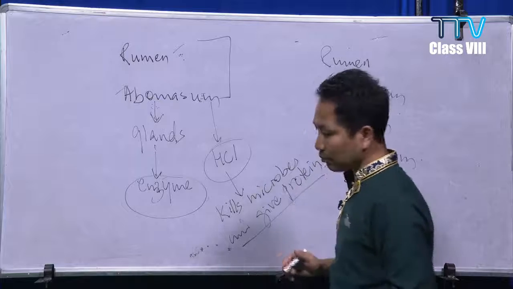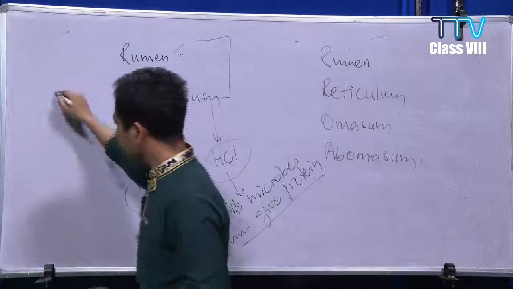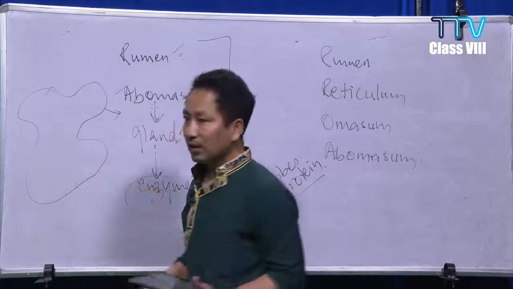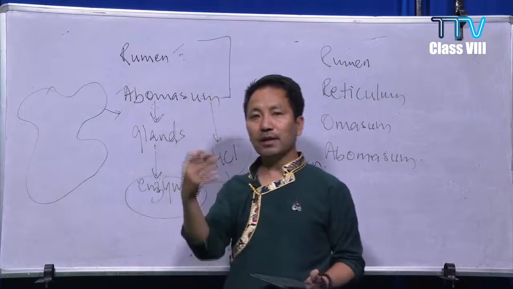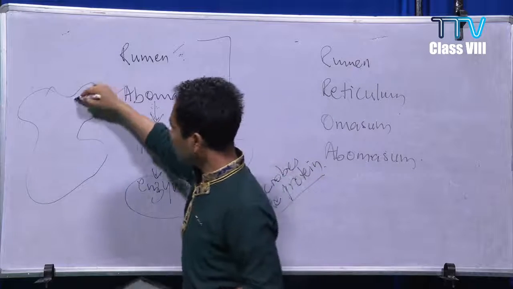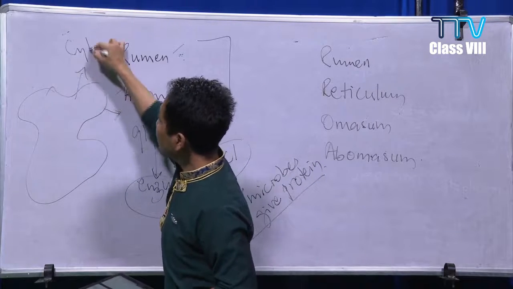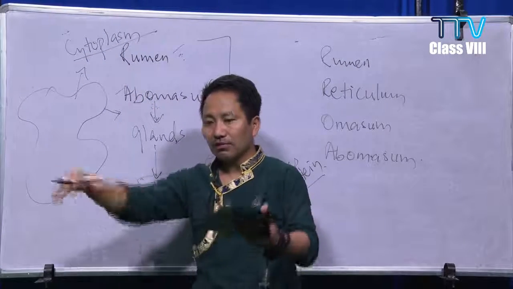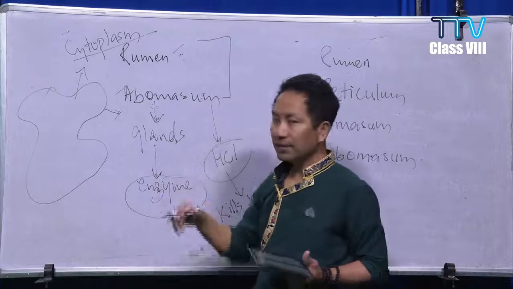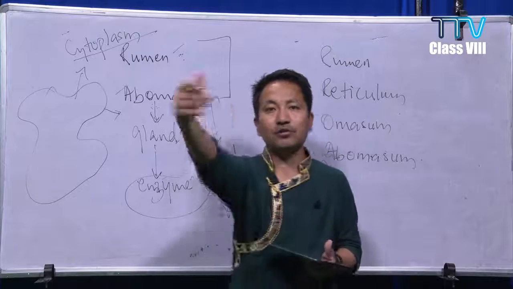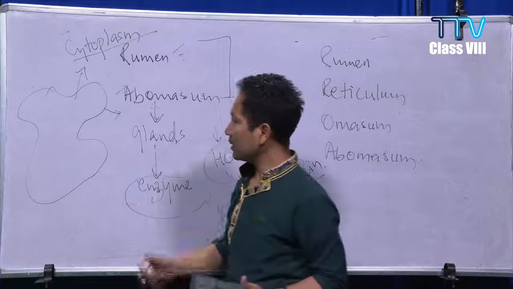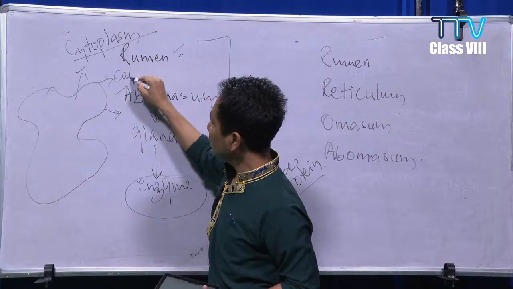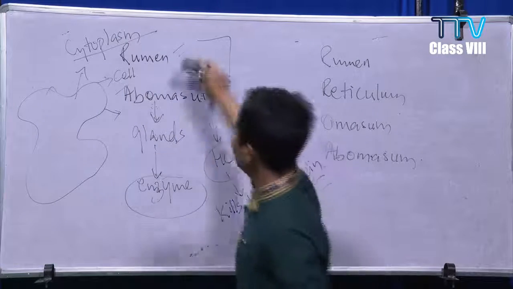Pseudopodia is found in the amoeba. It is the extension of the cytoplasm. Pseudopodia is a false foot. It is just the extension of cytoplasm, right? That cytoplasm is covered by the plasma membrane, the cell membrane.